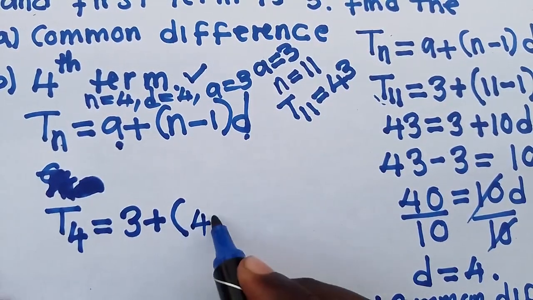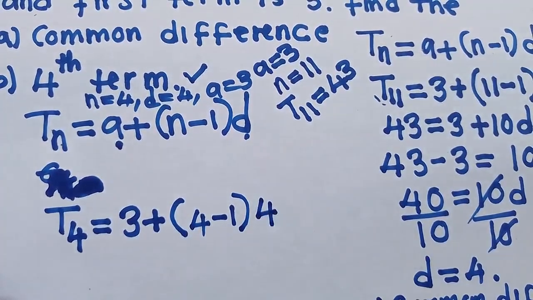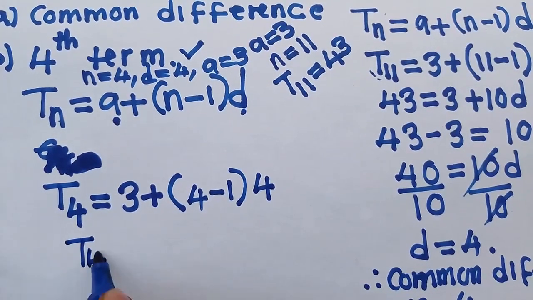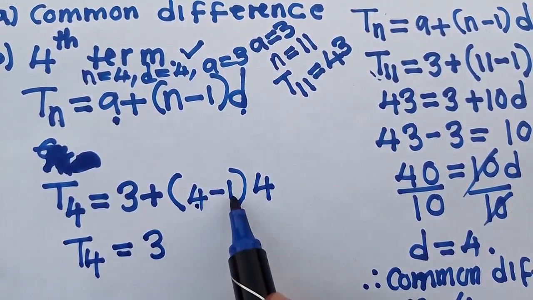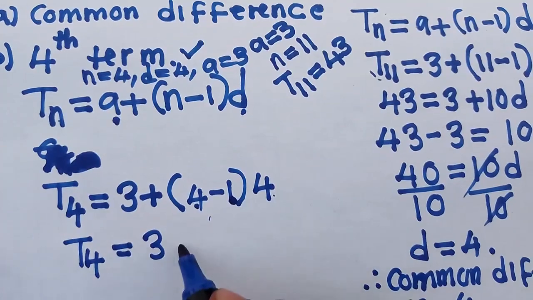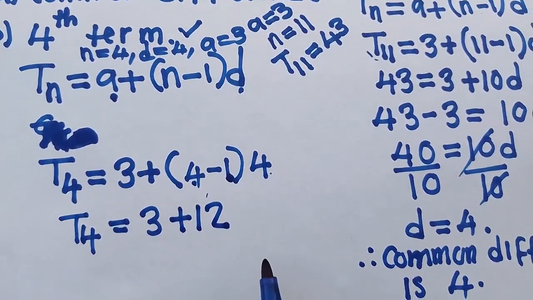So 4 minus 1, close. What's the common difference? The common difference is 4. This is what I'm going to do, where I'm going to say that the fourth term is now equal to 3. So I say 4 minus 1, it is 3. 3 times 4, it is 12. So I say plus what? Plus 12, like this.